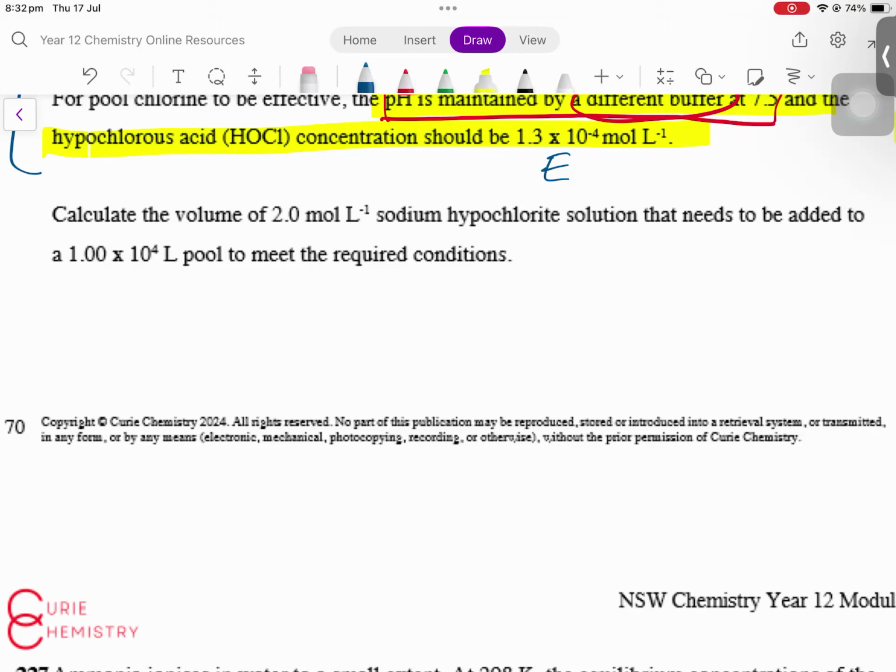And what does added imply? Added implies at the start or at the end? Guys, when you're adding something, it goes in at the start. Which means they're asking you how much sodium hypochlorite do I need at the start to begin the reaction?